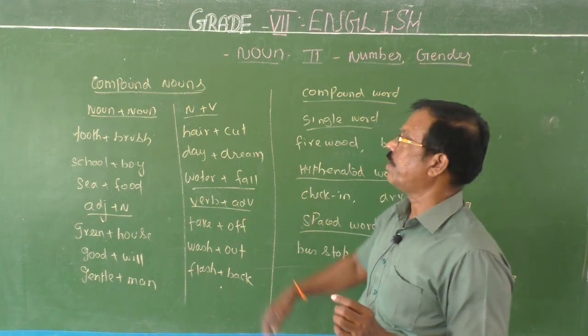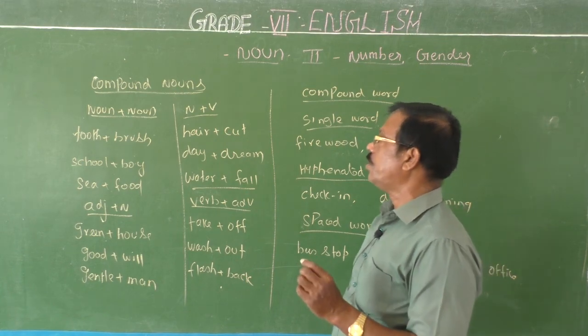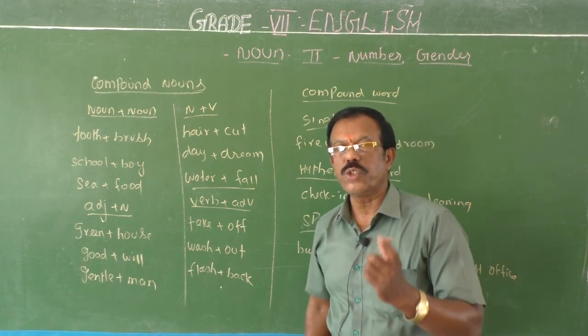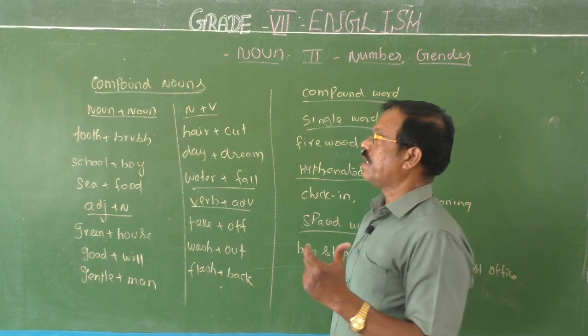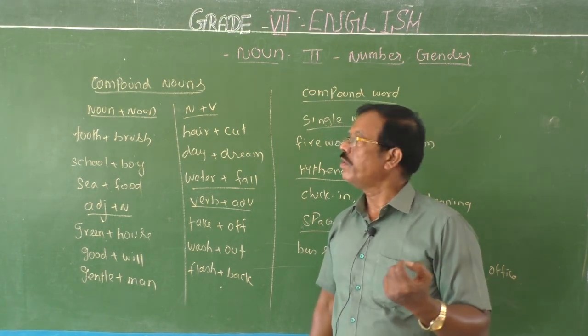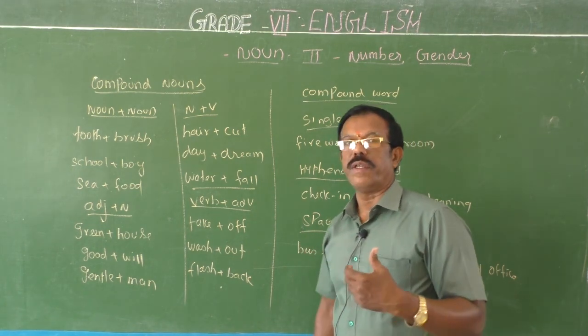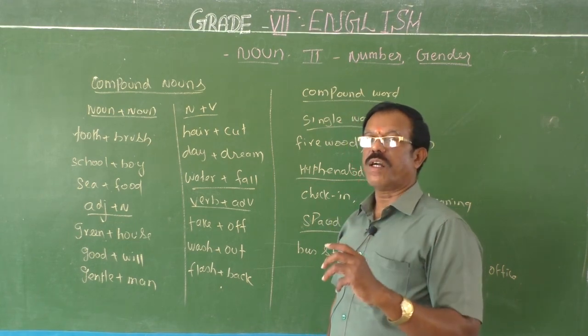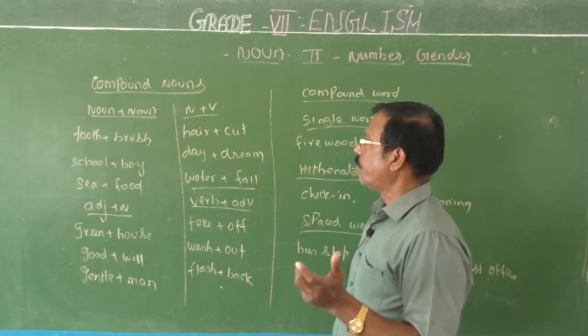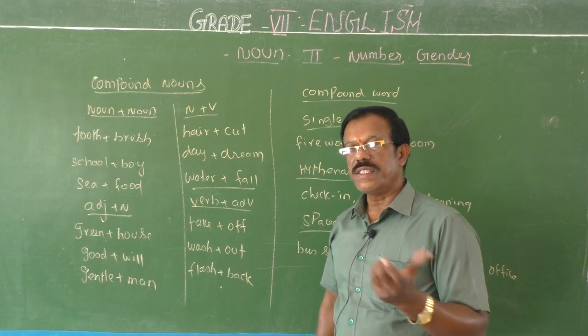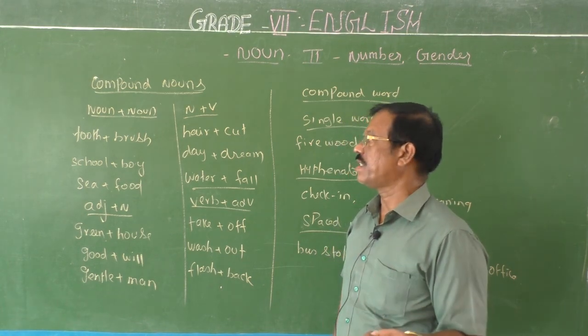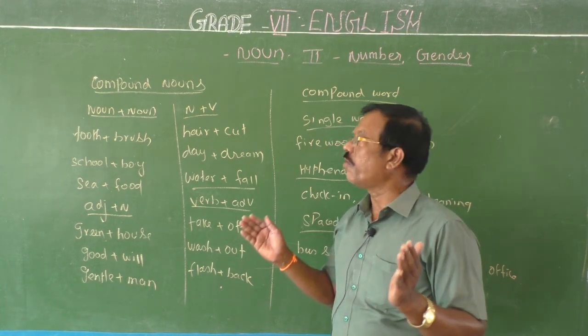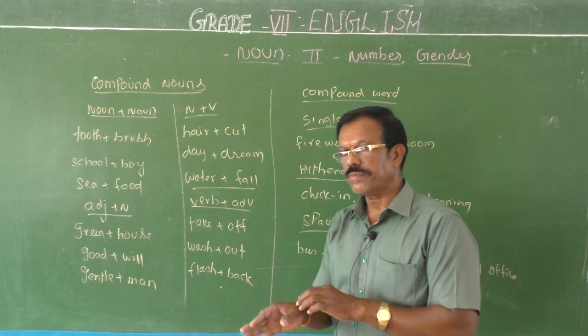Noun plus noun. How these compound nouns are formed. For example, tooth plus brush, toothbrush. Tooth is a noun, brush is also a noun. And then schoolboy, school plus boy, schoolboy. School is a noun, boy is also a noun. Seafood, sea plus food, sea is a noun, food is also a noun. So noun plus noun is a compound noun.